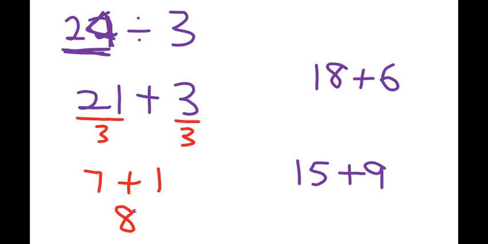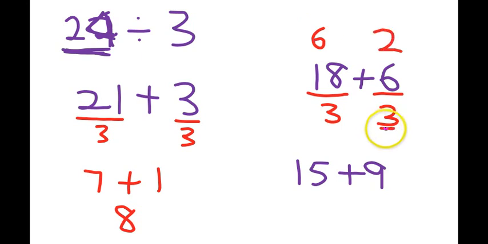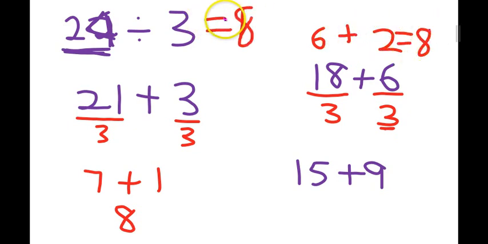If it is 18 plus 6, I know 3 times what will give me 18, right? So 18 divided by 3, and then 6 also divided by 3. For 18 divided by 3, I know I'm going to get 6. And for 6 divided by 3, I know I'm going to get 2. So when I add the two together, I get 8, which also still means that 24 divided by 3 is 8.